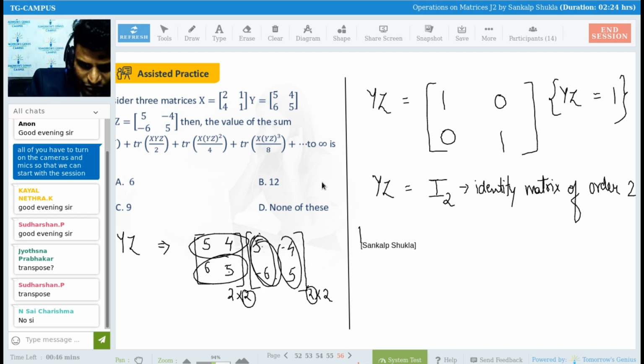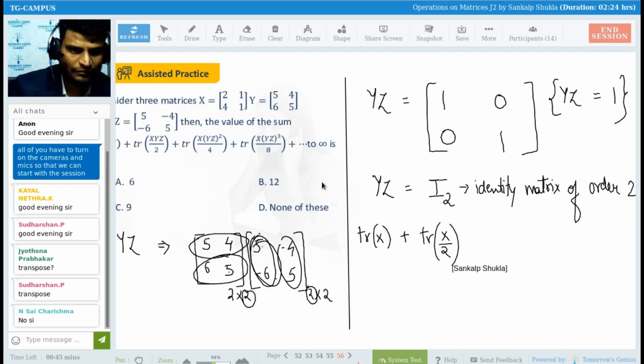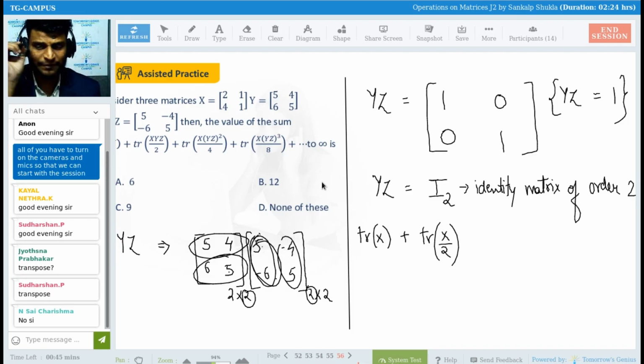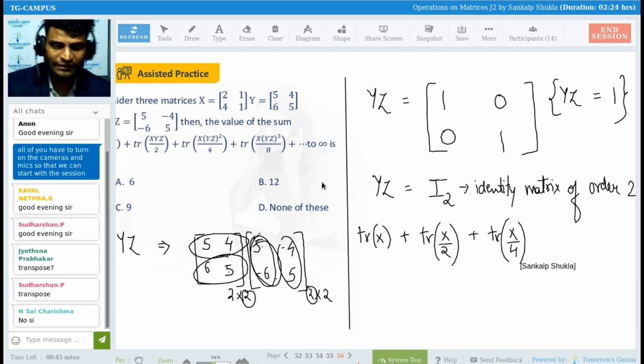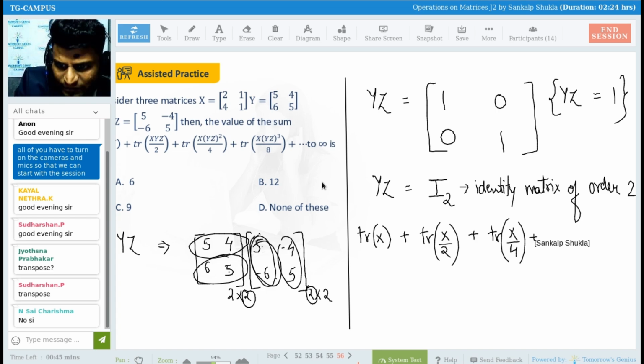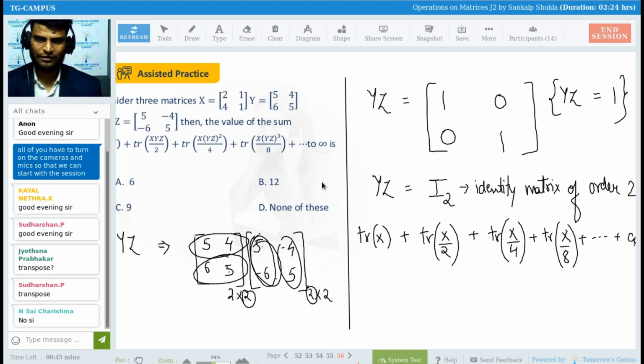So now my expression becomes trace of X plus trace of X by 2. Yes, because I'll be eliminating YZ and replacing it by 1, plus trace of X by 4. Because it is X YZ square by 4, but I know YZ is 1. If YZ is 1, then 1 raised to the power 2 is also 1. So I will eliminate YZ from the entire expression. So the next term will become trace of X by 8, and it goes on till infinity.